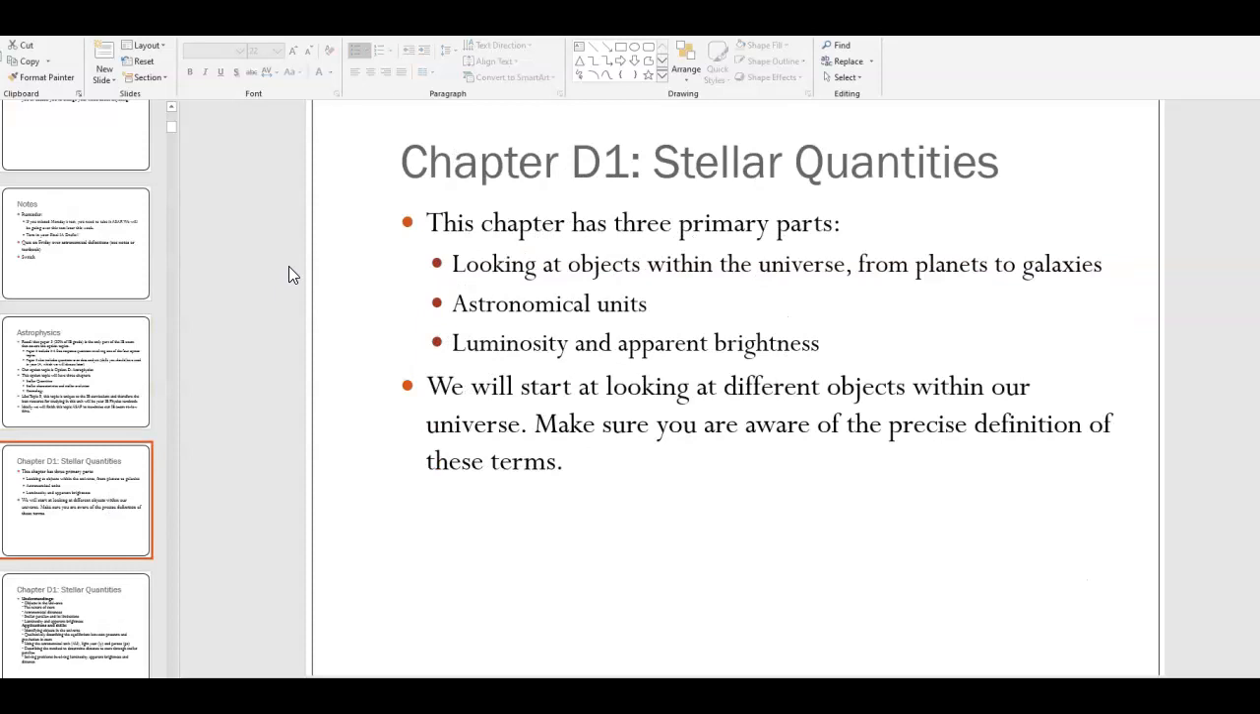Basically, D1 is called stellar quantities, and it has 3 primary parts: looking at objects in the universe, astronomical units, and then luminosity and apparent brightness. Okay, so please, as we go along, don't forget that definitions are important.